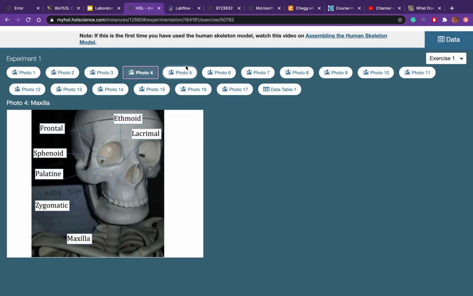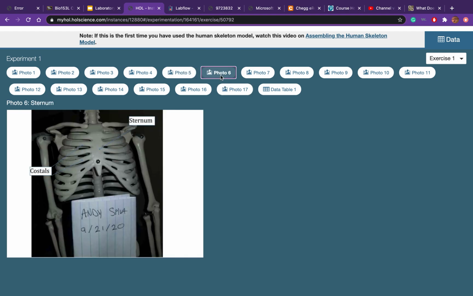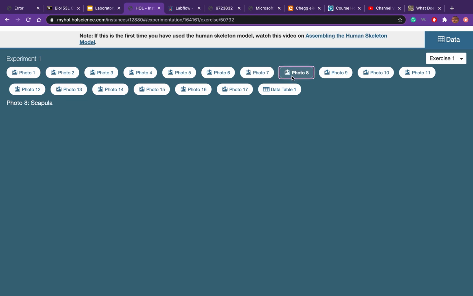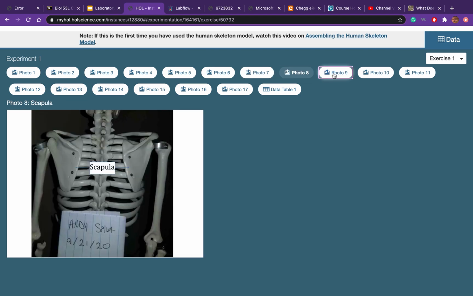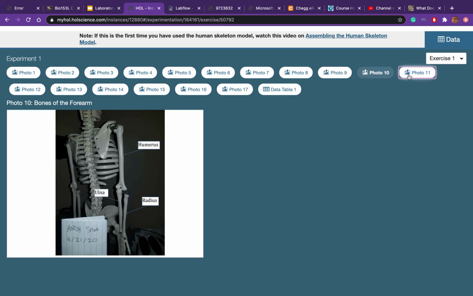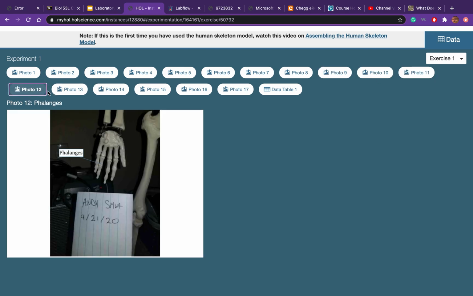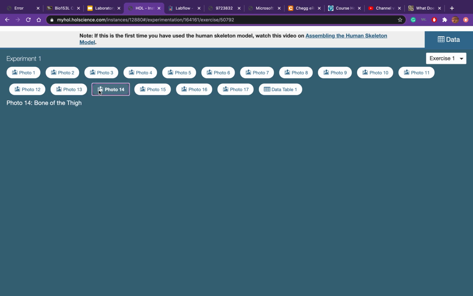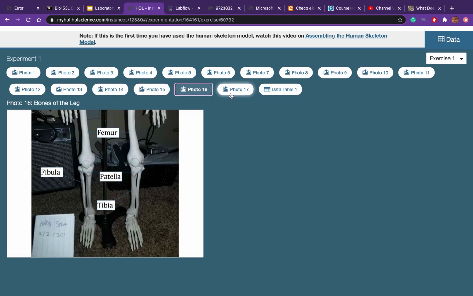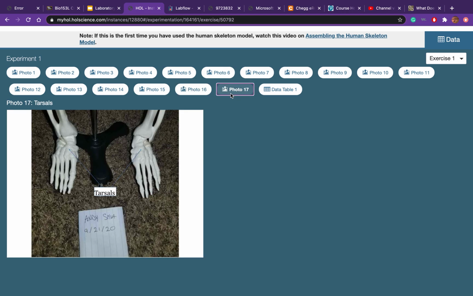Now there are some pictures that are double here, and that is because most of those pictures have a combination of many labels. So instead of putting different types of pictures, it's mostly the same thing. But it takes you all over the body from head to toe.